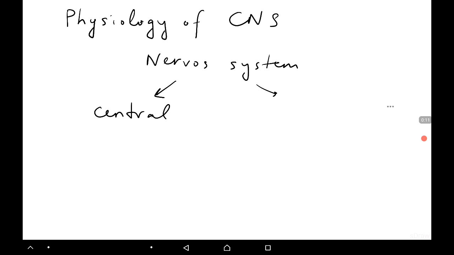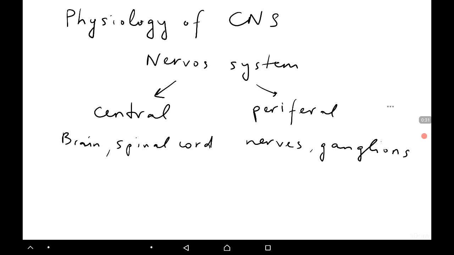Physiology of the central nervous system. Nervous system may be divided into the central nervous system and the peripheral nervous system. Central nervous system consists of the brain and the spinal cord. Peripheral nervous system consists of different nerves and ganglions.